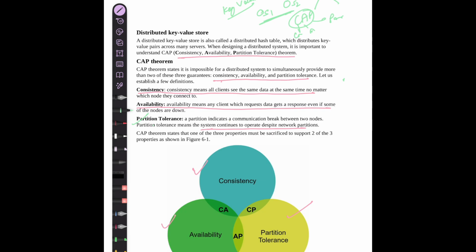What was the meaning of consistency? That you see the same data at the same time on all the servers. Second, availability, that you would get a response even if some of the nodes go down. Third is partition tolerance, that despite one of the nodes going down, the system still works. Okay.